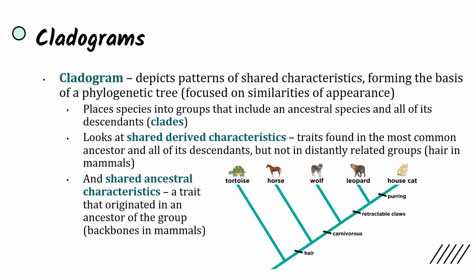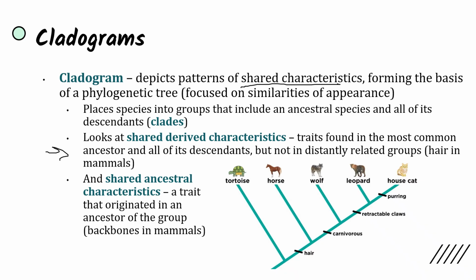Now, another method for showing evolutionary relationships is using a cladogram, which depicts patterns of shared characteristics. Shared characteristics form the basis of a phylogenetic tree. So cladograms are focused on similarities of appearance between these species. What are shared inherited traits between them? And so it places species into groups that include an ancestral species and all of its descendants, known as a clade. And we're looking specifically at shared derived characteristics.